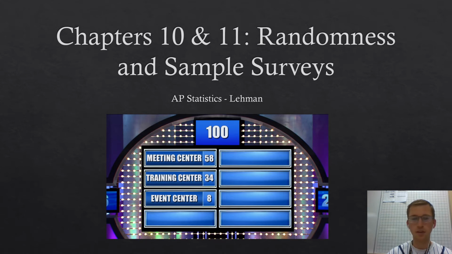Hi everyone. I have decided to combine chapters 10 and 11. They're pretty closely related and they start to get us into Unit 3, which talks about experimental design. So in this lesson, we'll talk about randomness and sample surveys.